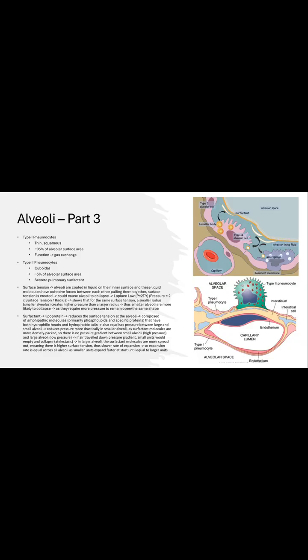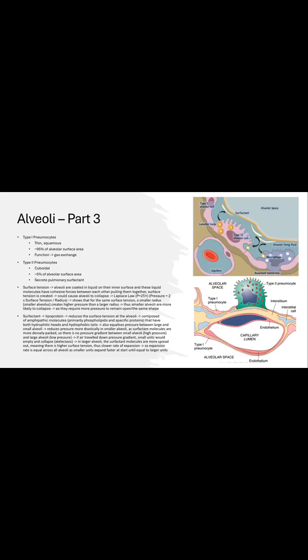Essentially, what it does is the hydrophilic heads line up along the surface of the liquid, and the hydrophobic tails are sticking out. So if you look at this image here, you can see this phospholipid layer, that you have these heads on top of the surface of the liquid, and the tails are pointing out because they're hydrophobic. And this equalizes the pressure between large and small alveoli.